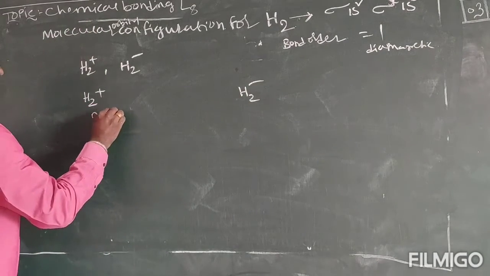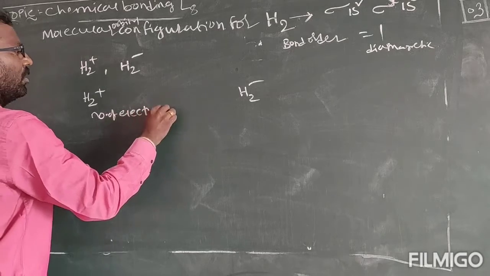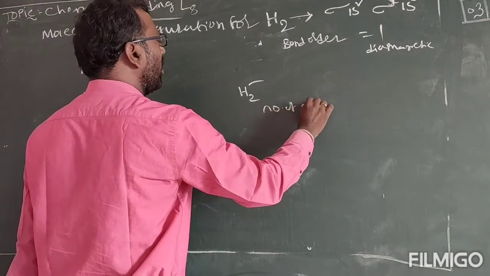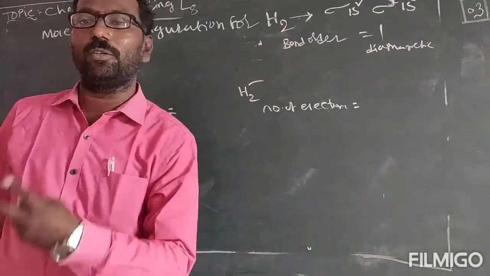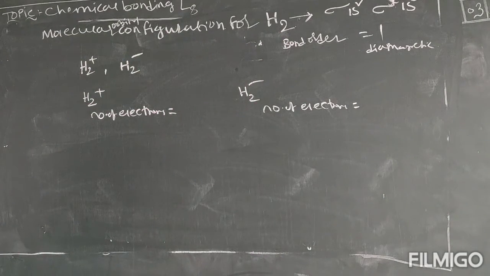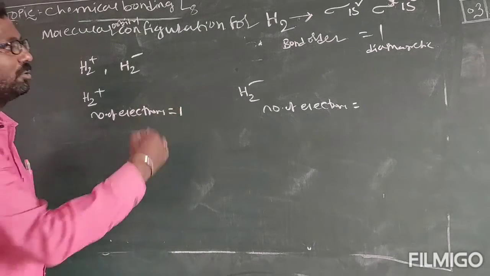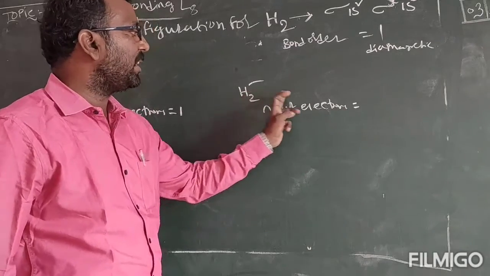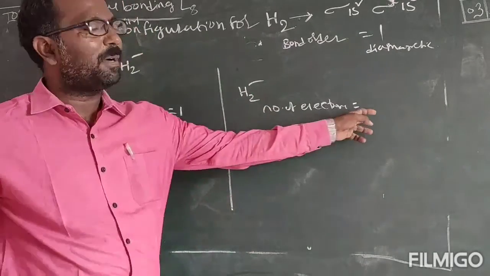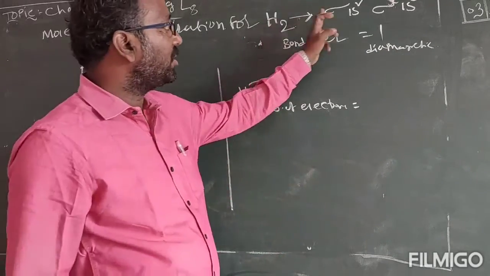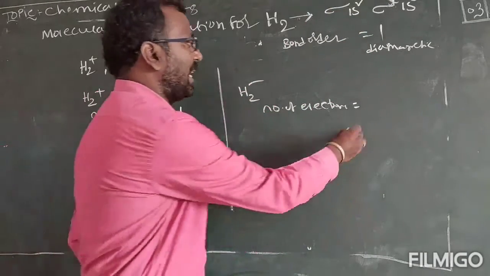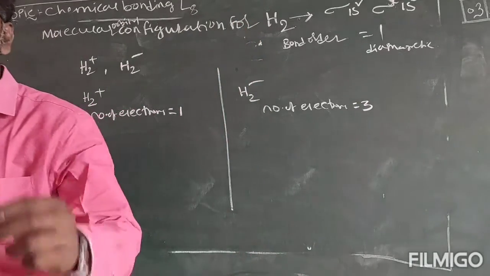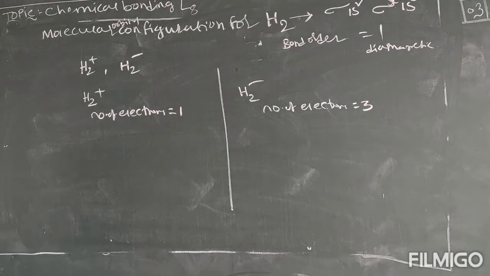So number of electrons. Here, how many electrons, we will see first. In hydrogen how many electrons are there? 2. In H2 plus how many will it be? 1 electron will be lost, it means 1 only. How many electrons will be there in H2 minus? In H2 there are 2 electrons. H2 minus means 1 more electron is added. So 3. So now you have to write the configuration for this.